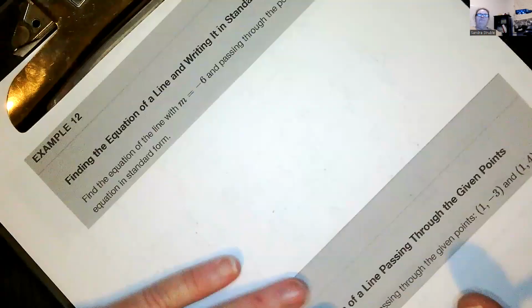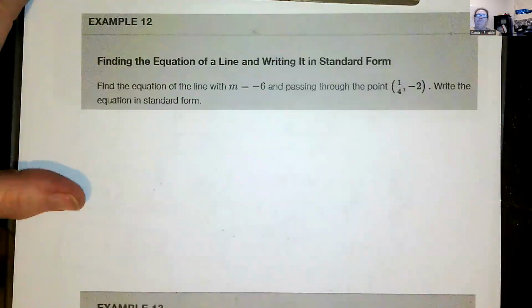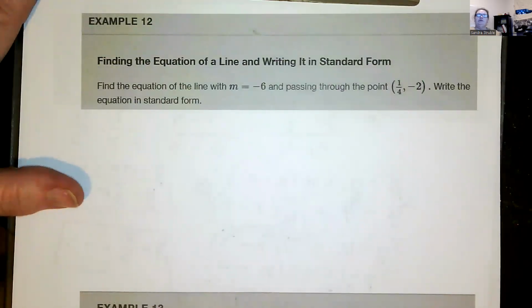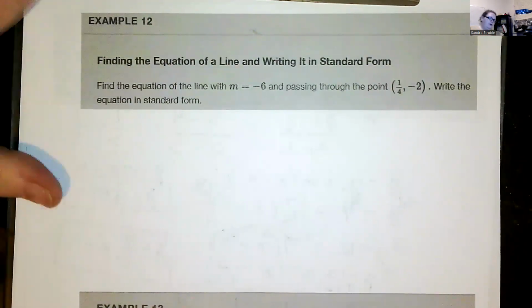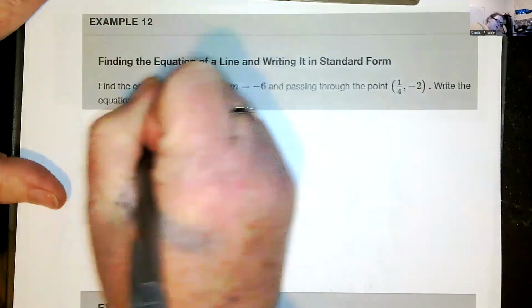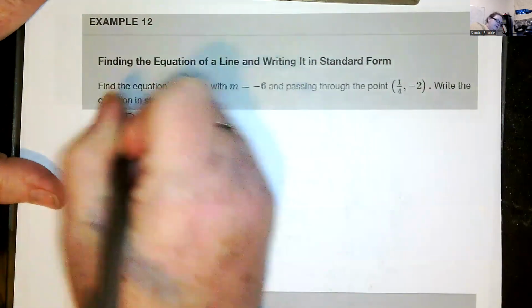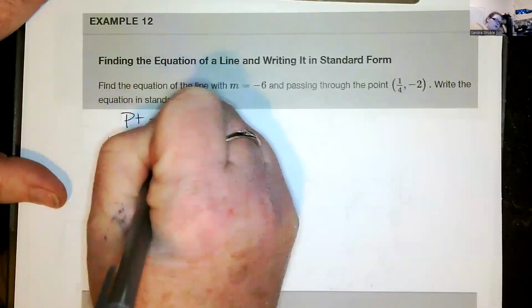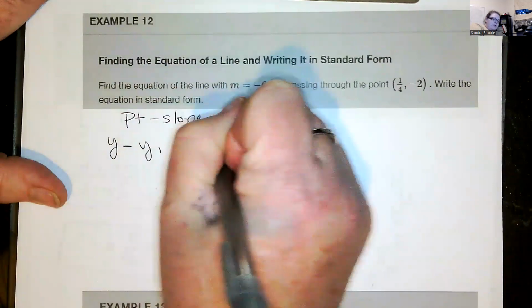All right. Finding the equation of a line and writing it in standard form. All right, let's do one of these. They're giving us our slope. They're giving us a point. So all we need is the point slope formula, which is the words I was looking for earlier. So the point slope formula is y minus y sub 1 equals m times x minus x sub 1.